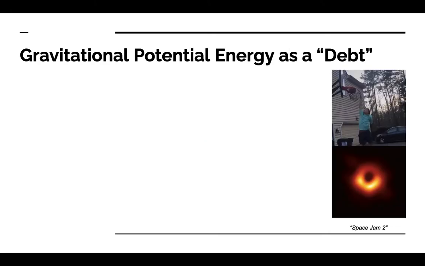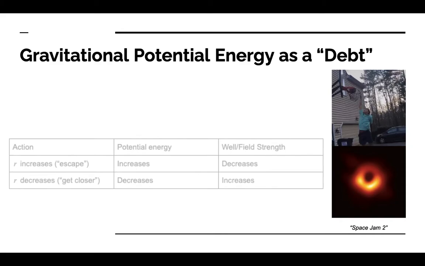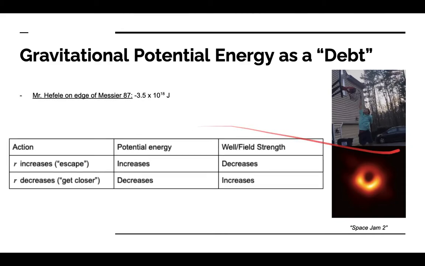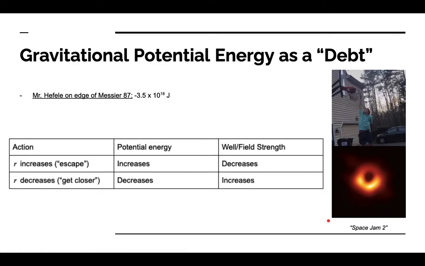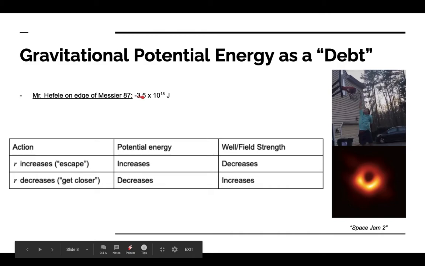So, gravitational potential energy as a debt. Let's take a look at how weird this can be. Messier 87 is a black hole that had a picture taken of it a couple of years back, at least at the time of recording this video. If I calculate my potential energy at some distance r, at the edge of Messier 87, I get a potential energy of negative 3.5 times 10 to the 18th joules.